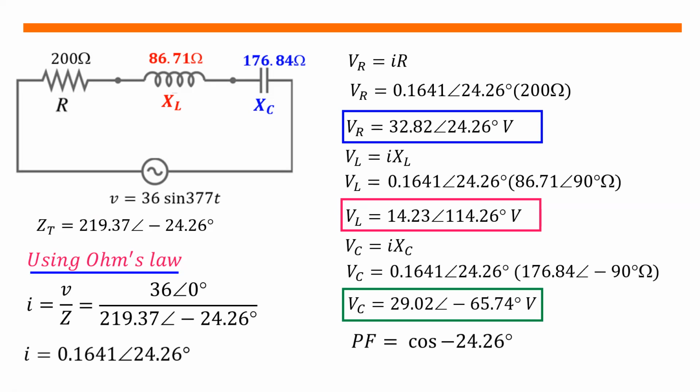And for the power factor, that will be equal to cosine of negative 24.26 degrees. So the power factor will be equal to 0.91, and that is a leading power factor.